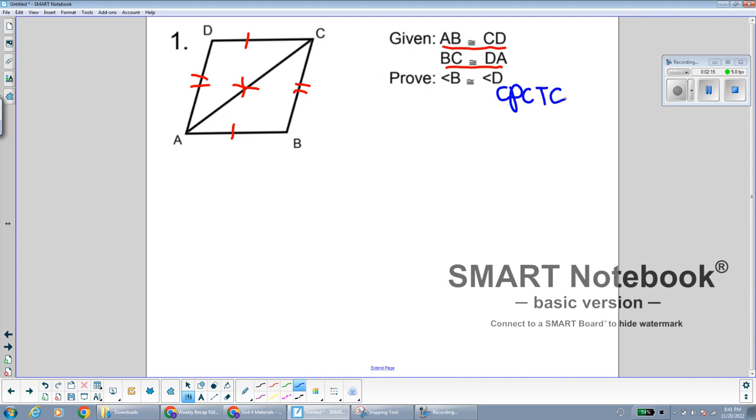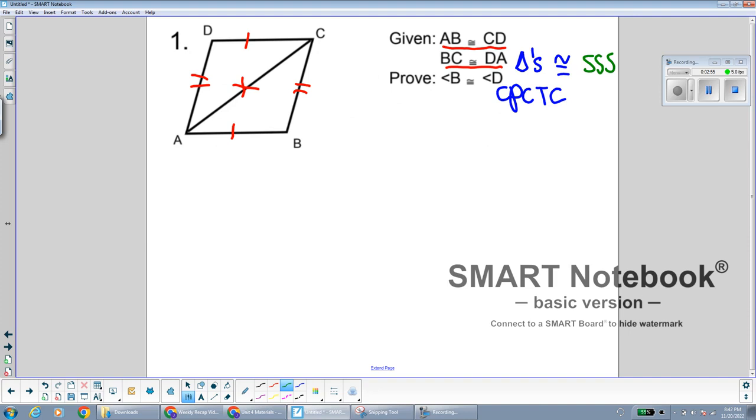And remember, before we can use CPCTC, we have to first know that the triangles themselves are congruent. If the two triangles are congruent, then all of the corresponding parts, the corresponding sides and the corresponding angles, are also congruent as well. So that's our plan. First, we're going to prove the triangles congruent. And then we're going to use CPCTC to prove angle B congruent to angle D. I see from our given information and from the conclusions that we drew that we have side, side, side in the two triangles. So we're going to be proving the triangles congruent using SSS.